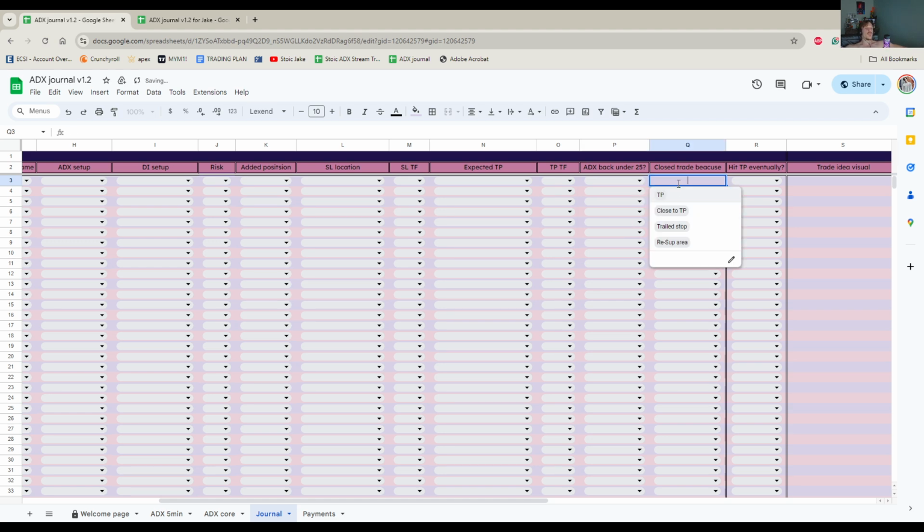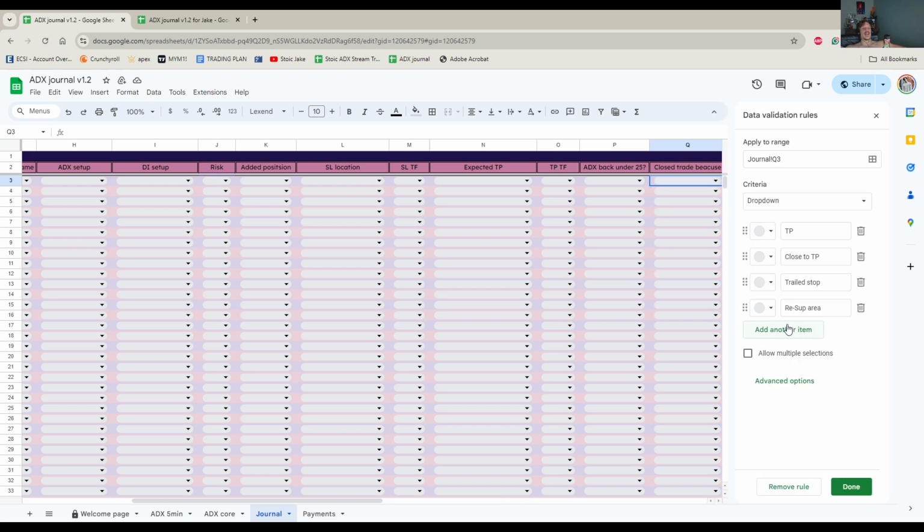For closing the trade, why did you close the trade? Did you close the trade because it hit TP? Was it close to TP? Did it trail stop? Did it resupply the area? Why did you close the trade? You can also use the edit button right here to edit and add another item, and you can literally add anything.